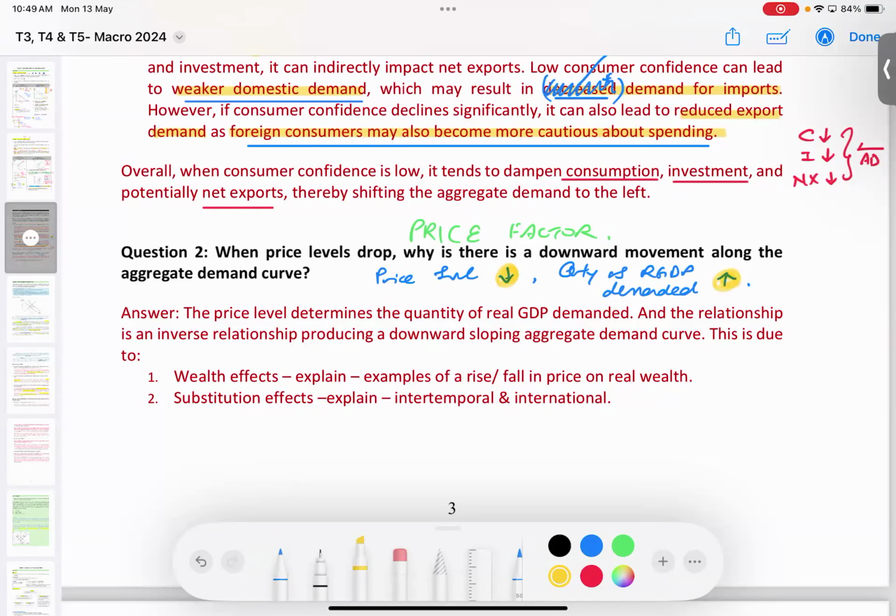For this one, what you need to focus on is how you explain the inverse relationship of this downward sloping aggregate demand curve. How do you explain this one? You use the two effects, the wealth effect and substitution effects. Like what we have said just now.